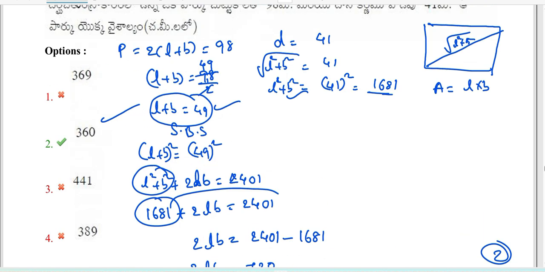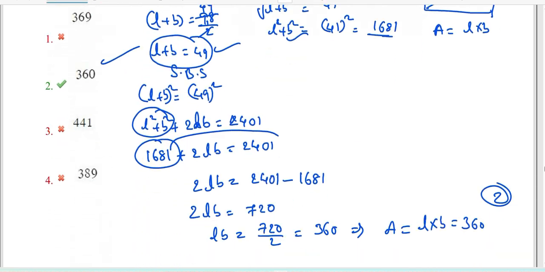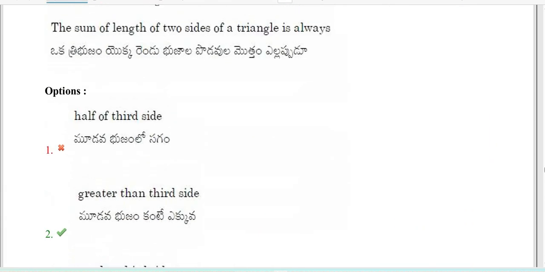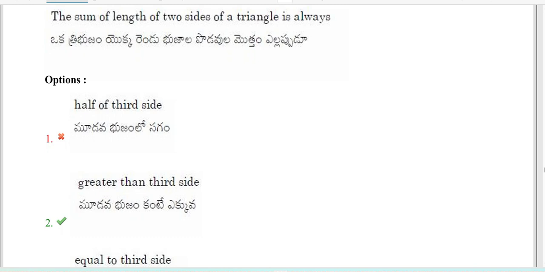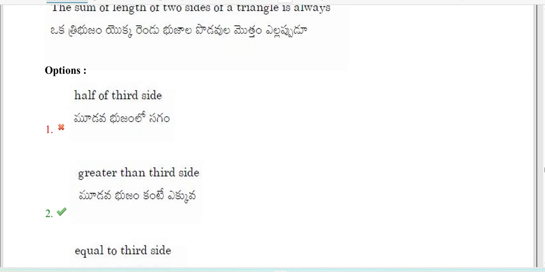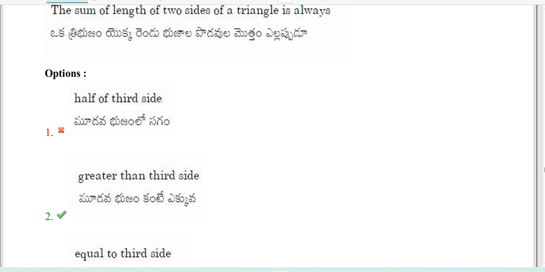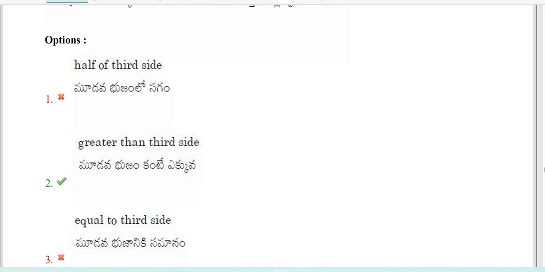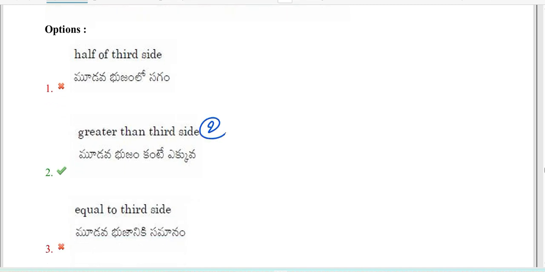ఓకే, సో ఇలా అసలు లెంతీగా ఉంది కానీ చేసుకోవాలి తప్పదు. ఓకేనా? నెక్స్ట్ క్వశ్చన్ చూద్దాము. ద సమ్ ఆఫ్ ద లెంత్స్ ఆఫ్ టూ సైడ్స్ ఆఫ్ ఏ ట్రయాంగిల్ ఈస్ ఆల్వేస్. ఓకే, సో దిస్ ఇస్ అబౌట్ ద సైడ్ సమ్ ప్రాపర్టీ ఆఫ్ ఏ ట్రయాంగిల్ విచ్ ఇస్ ఆఫ్ క్లాస్ 6th and 7th chapter concept. Based on that, the sum of two sides of a triangle must be greater than the third side. ఇది ఒక memory based question. Okay, so must be greater than third side means what? Second option is the correct one.